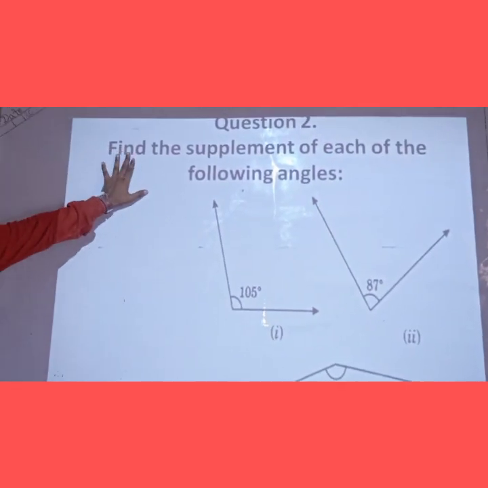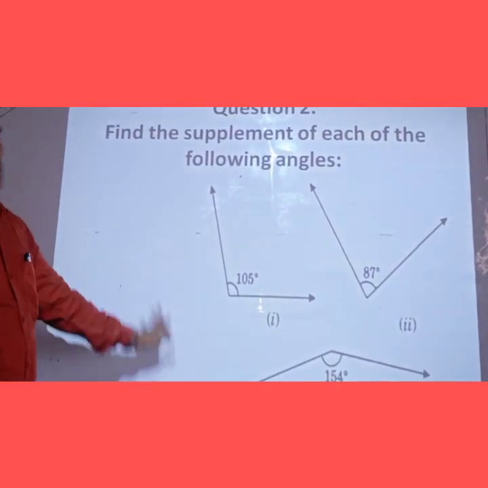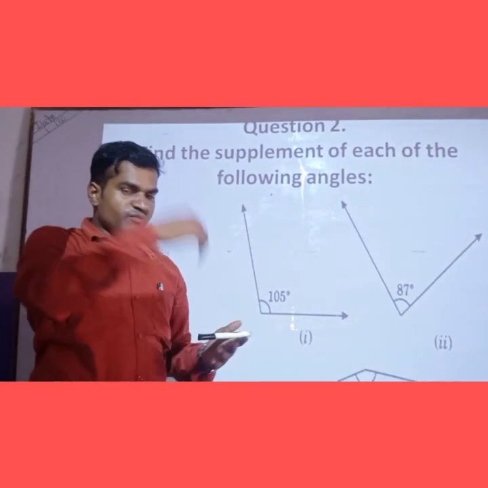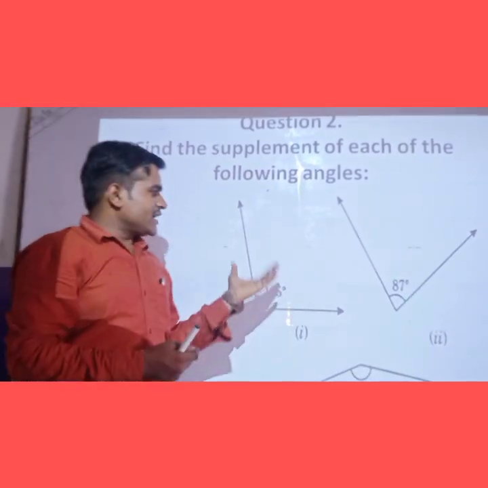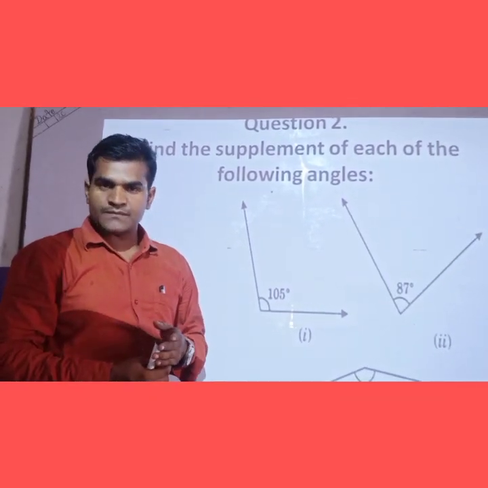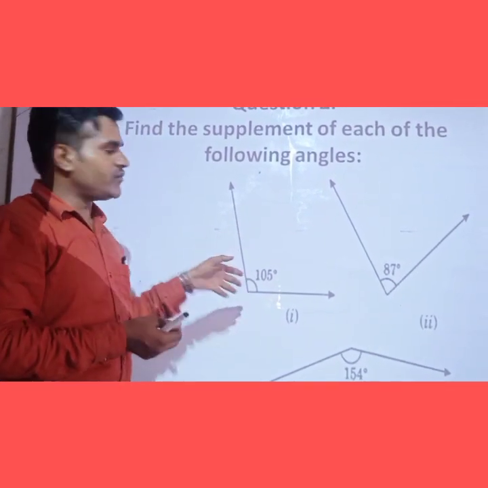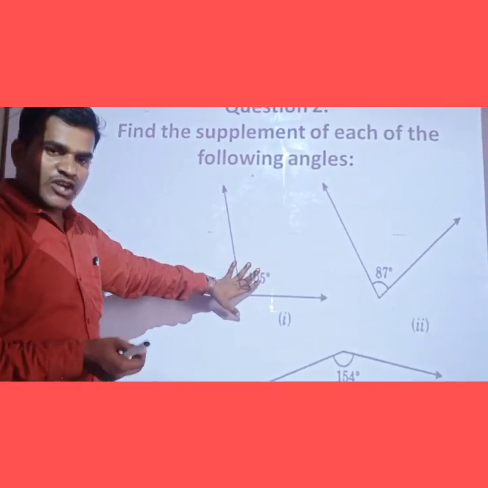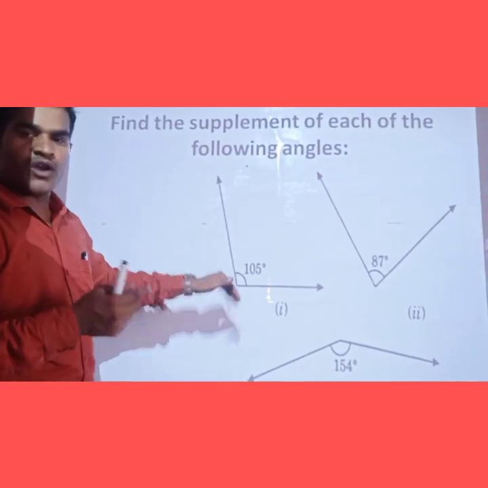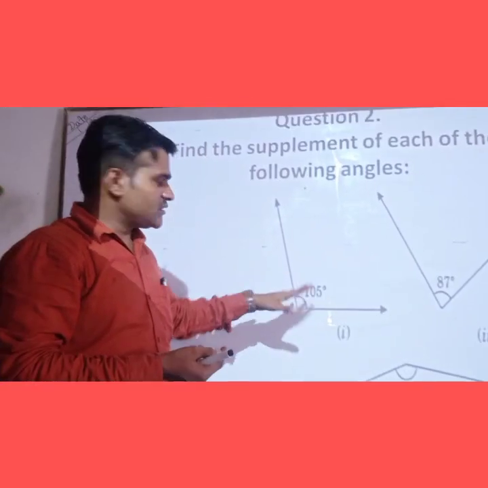Second, it is given: find the supplement of each of the following. So students, as we know, in the last video we studied that two angles are called supplementary if their sum is 180 degrees. So if one angle is given, how will we find the supplement of the given angle? Children, we will subtract the given angle from 180 degrees. So we get the angle which is the supplement of the given angle.